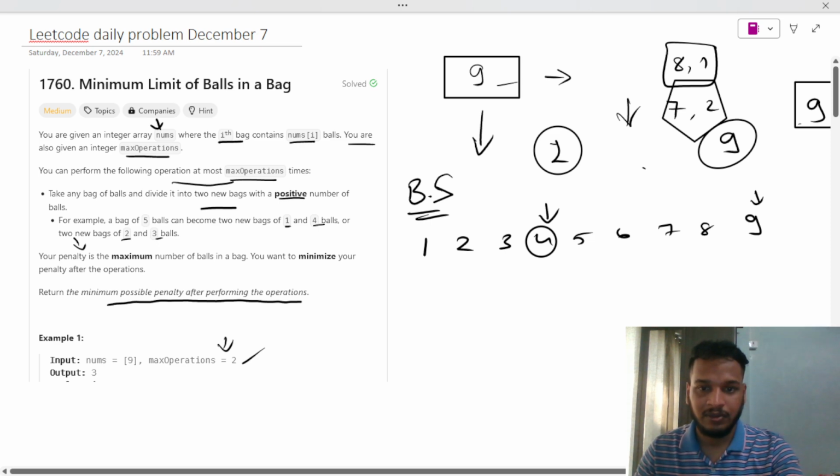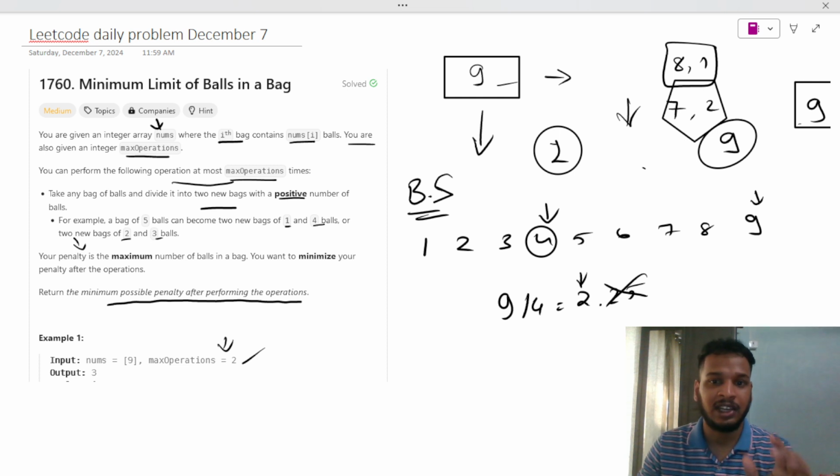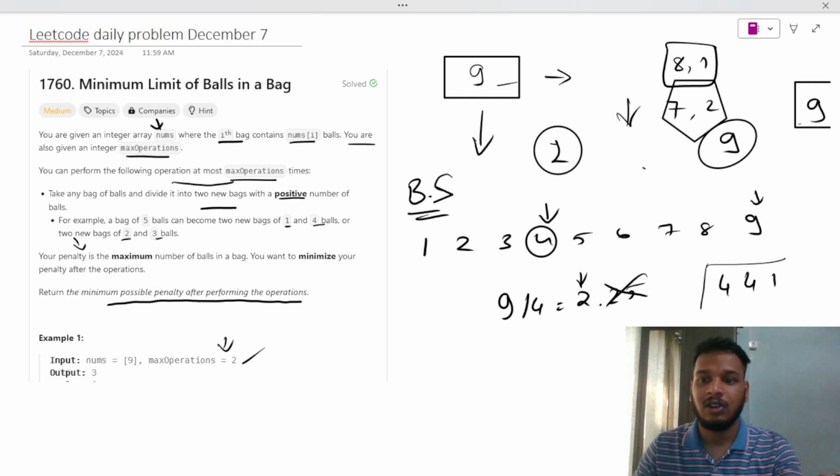You will be doing 9 divided by 4. That is 2.25. So if you omit this 2.25, 4 is a very valid threshold. We can split 4 by taking 4 as well, by doing 4 4 1, because this will take operation 2 times.